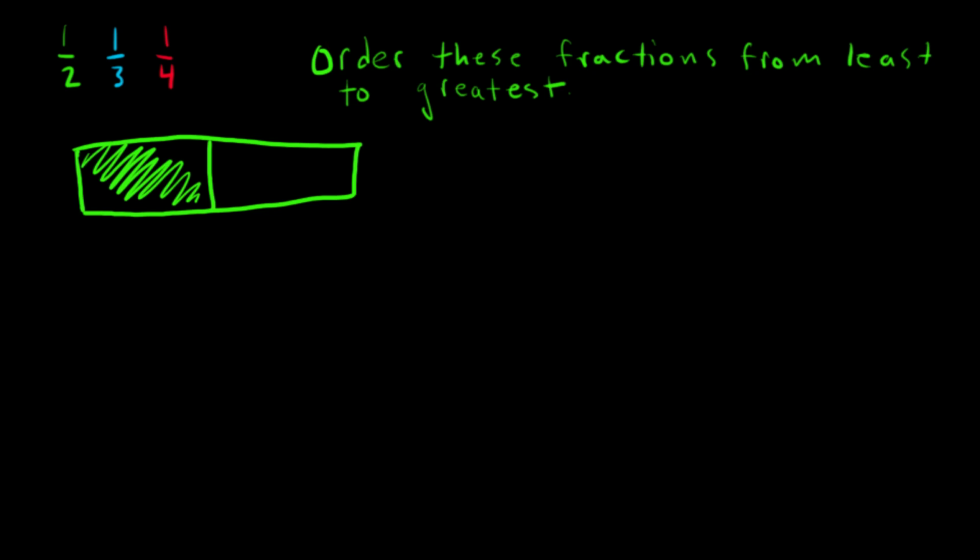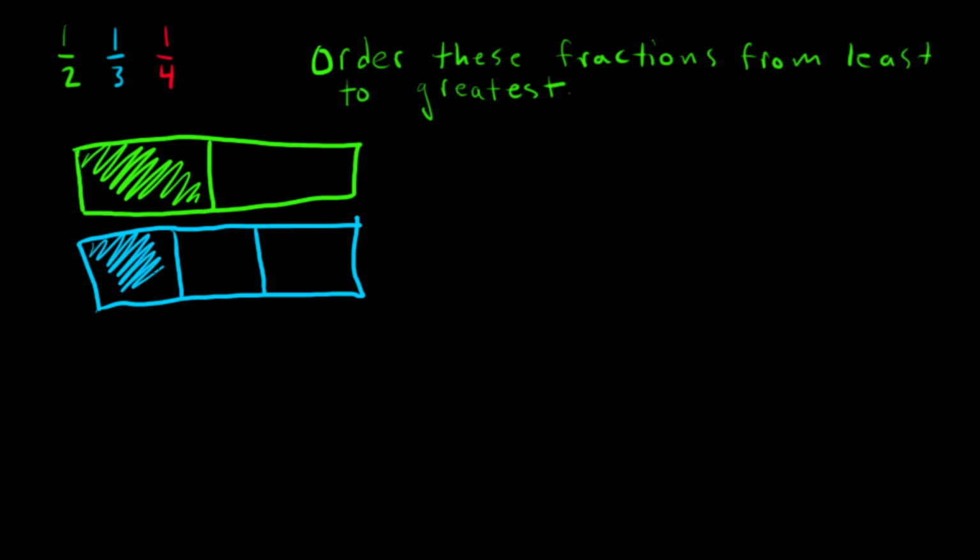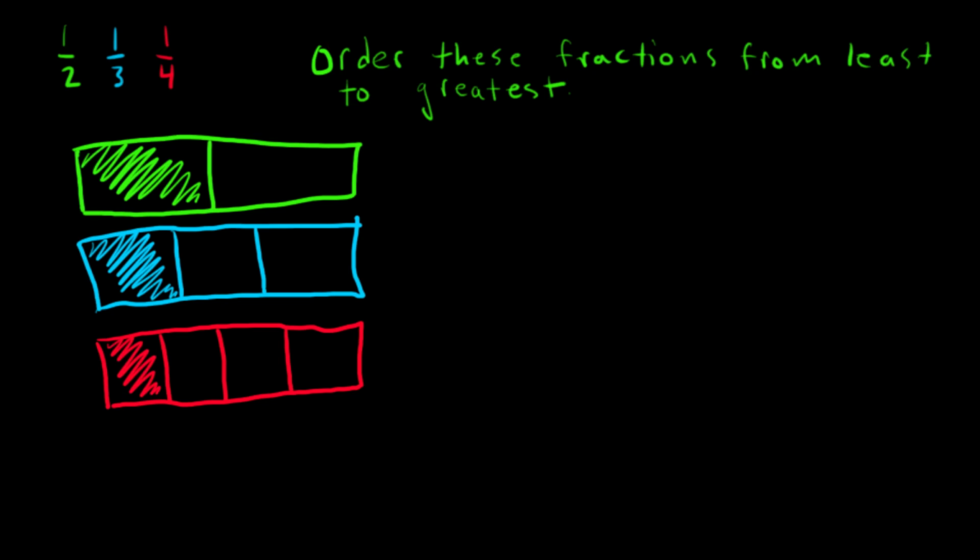Next, I'm going to draw out my fraction strip for 1/3 and try to make them as close to the same size as I can. Cut that into three equal pieces and shade in one of those three pieces. And finally, I do the same thing again with my fourths. Draw out a fraction strip that's just about the same size and cut it into four equal pieces and shade in one of those fourths.